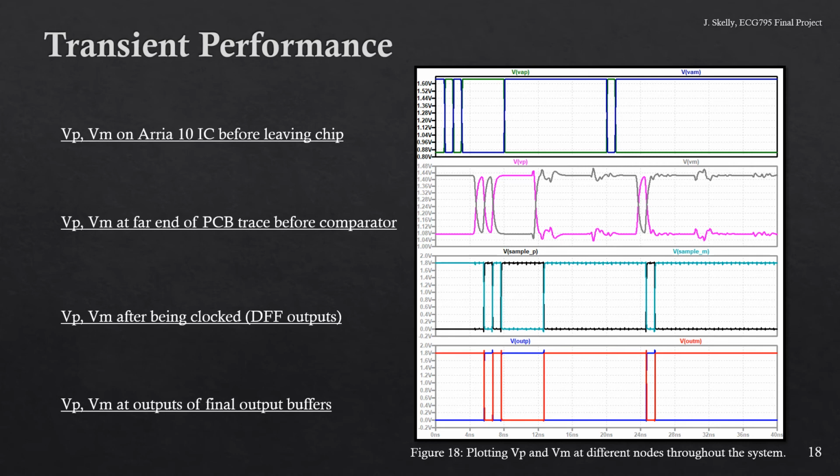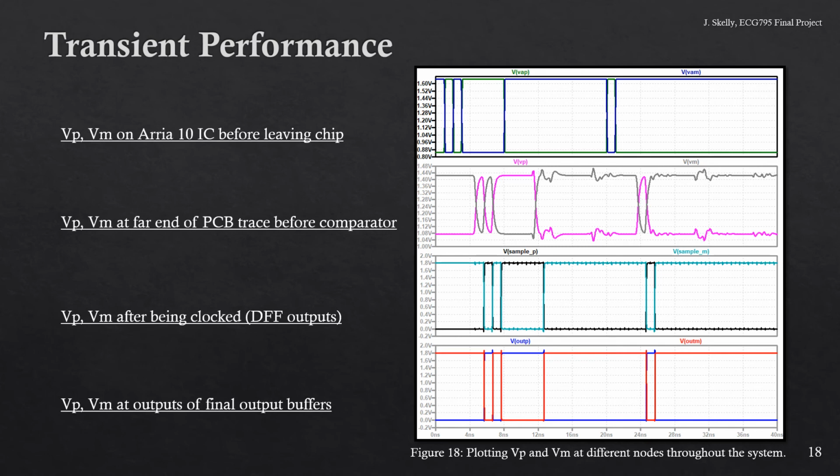Here we observe the performance of the system. The top plot shows the LVDS signals on the Arria 10 before leaving the chip. We see the clean square waveform swinging from 1.65 volts down to 0.85 volts. The next plot down shows the noisy delayed signals at the end of the PCB trace before entering the comparator. The third plot shows the signals after they are clocked by the D flip-flops and clock feed-through noise is introduced.